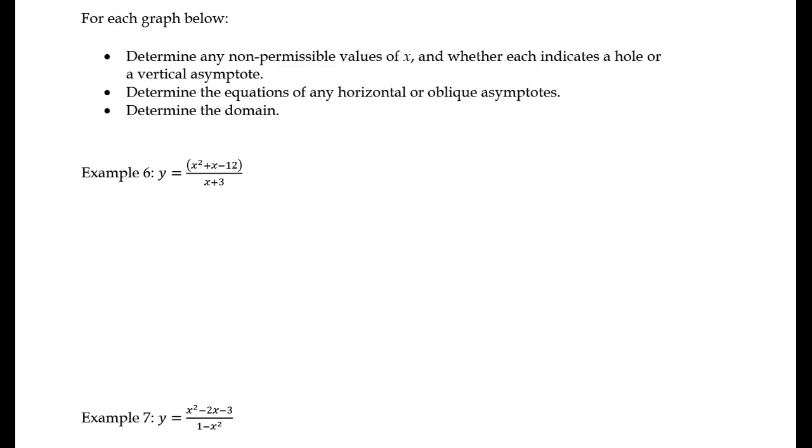For each graph below, determine any possible NPVs, non-permissible values for x, and indicate whether it's a hole or a vertical asymptote. Determine the equations of horizontal or oblique asymptotes, and then determine the domain. So this is going to be an interesting one. Domain is exclusively linked to x, so these two points go together, and then our horizontal and oblique asymptotes are going to be a little bit different. First thing I look at is, for my horizontal and oblique asymptotes, my numerator is a higher degree. So I would anticipate an oblique asymptote.